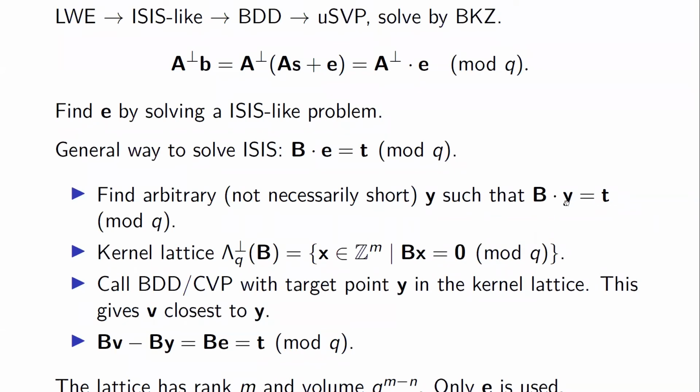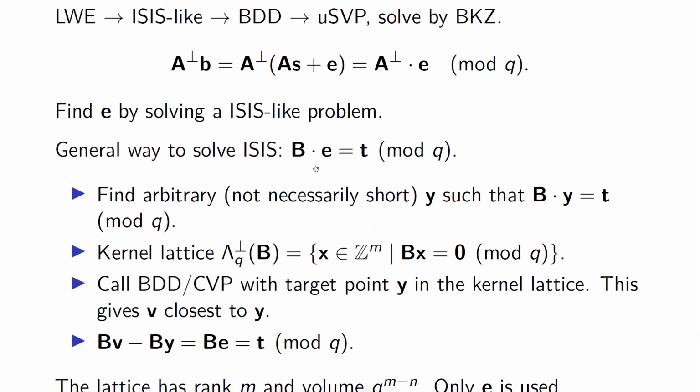And once I did that, I will find some V, where V is some lattice point in the kernel lattice, which is closest to this Y. So V minus Y is short. And given that, I also know that BV equals 0 because V is a lattice point over here. Therefore, I have two relations, BY equals T and BV equals 0. So I subtract these two equations. I have B(V minus Y), where V minus Y is short. So I have BE equals T.